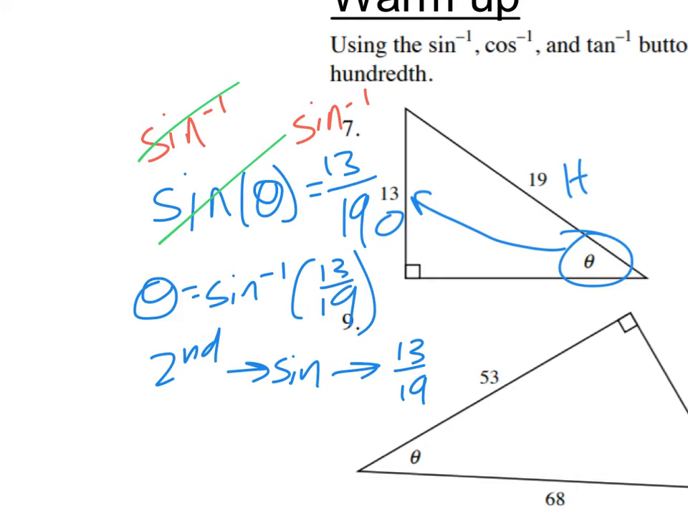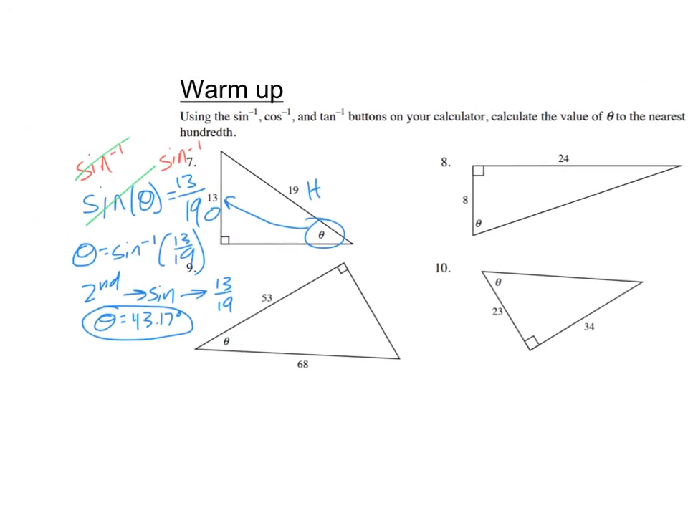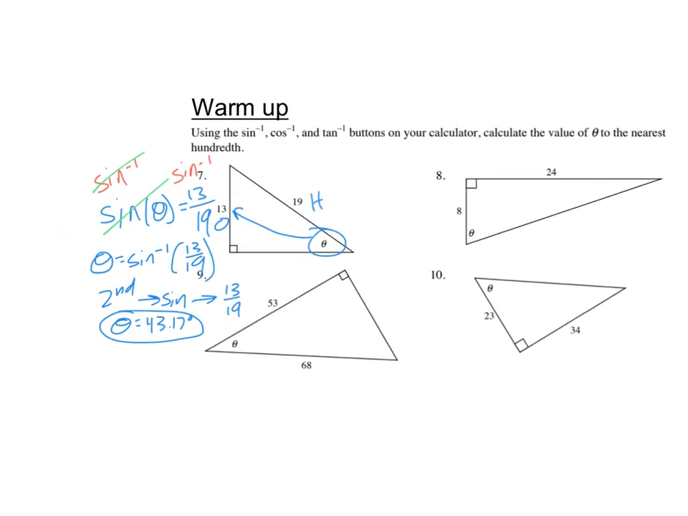When I do that in my calculator, I press second sine, and I get 13 divided by 19. As I type that in, I end up getting the angle measurement of 43.17 degrees. That means that the angle measurement in the corner is 43.17 degrees using inverse trig. So I'm going to pause the video, allow you to go through and try and practice some of these other ones here really quick. See if we can come up with the right response.